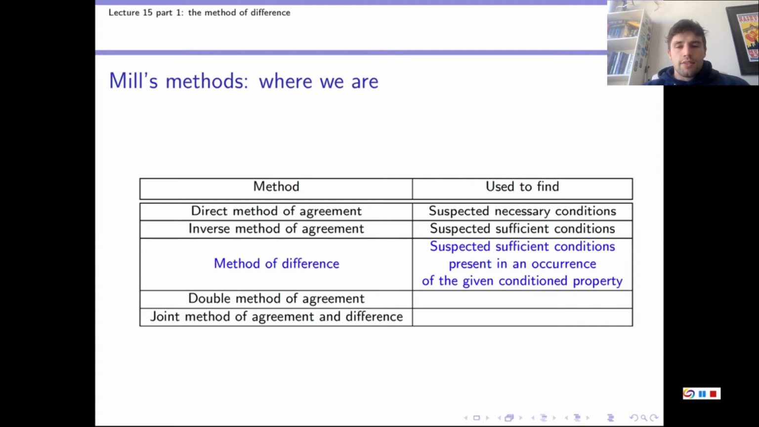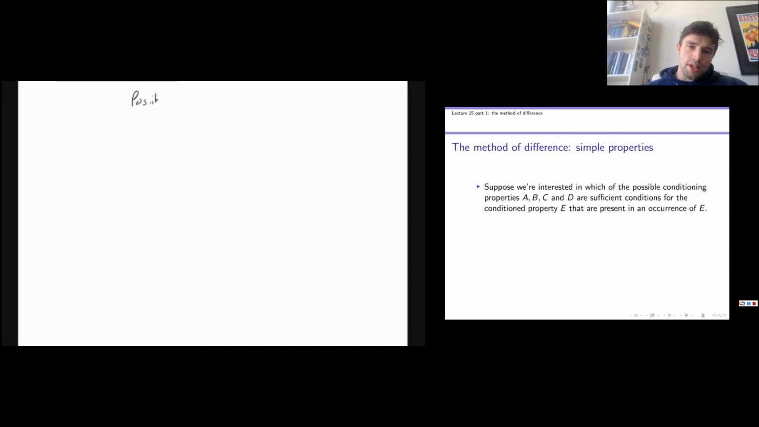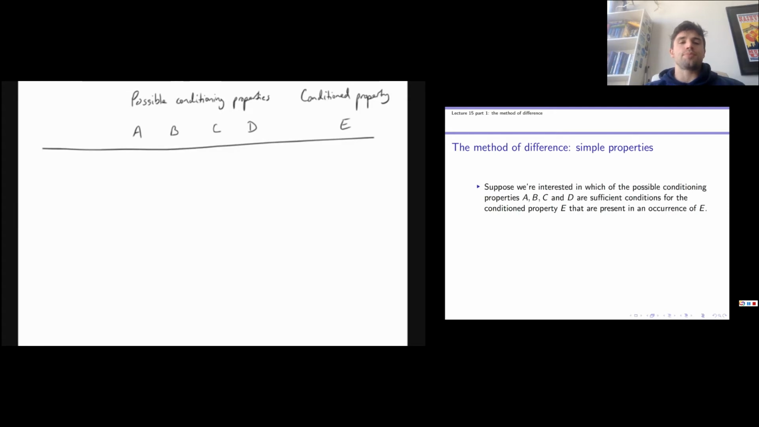Because we're using the method to find out which of the properties present in a certain occurrence of the conditioned property are sufficient conditions for that conditioned property, in general, when we use the method of difference, we will begin by recording an occurrence in which the conditioned property is present. So suppose we're interested in which of the possible conditioning properties A, B, C, and D are sufficient conditions for the conditioned property E that are present in an occurrence of E.